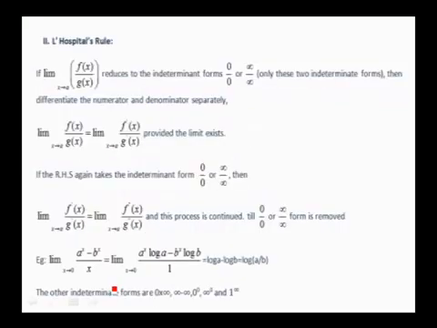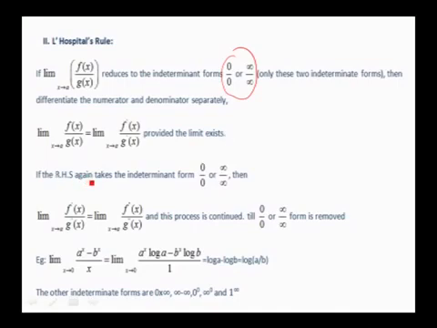Next is L'Hopital's rule. Many students mispronounce this, but he is a French mathematician, and it should be pronounced L'Hopital's rule. This is a very important tool in finding the limits of functions. If you have limit of f(x) by g(x) as x tends to a, and this takes the form 0 by 0 or infinity by infinity, that's very important, only then can you apply L'Hopital's rule. You can differentiate the numerator and denominator separately and write limit of f(x) by g(x) is equal to limit of f dash x over g dash x, provided the limit exists.